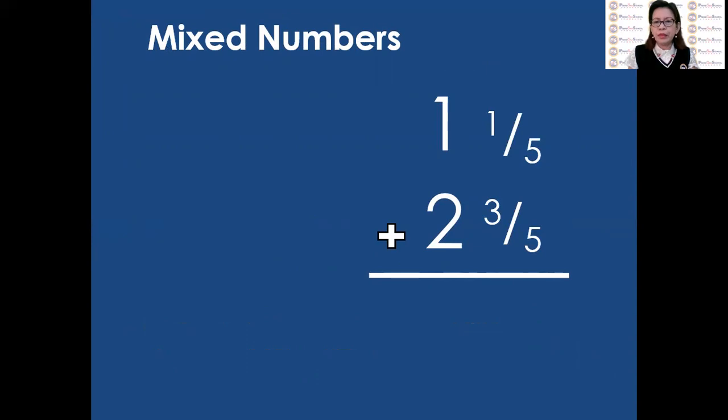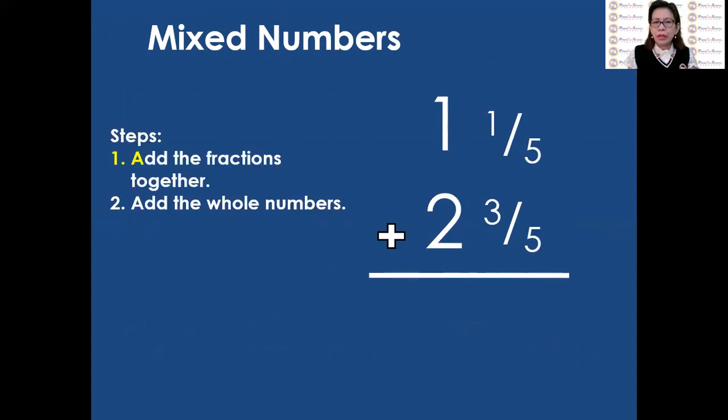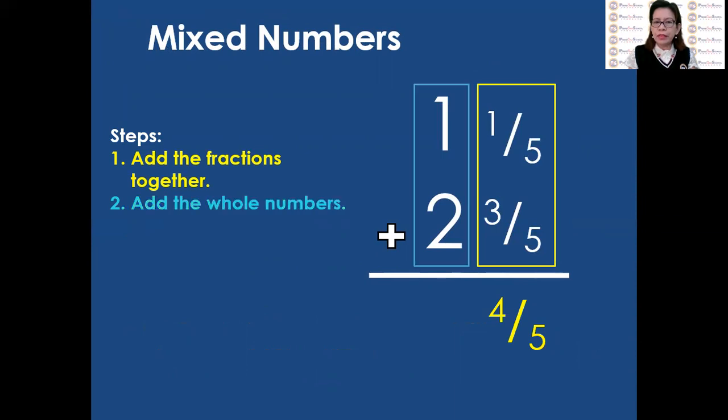Okay, mixed numbers. 1 and 1 out of 5 and 2 and 3 out of 5. So we are going to add the fractions together, and then you're going to add the whole numbers together. So 1 plus 2, 3. And then 1 plus 3, 4. And then we're going to write the common denominator. So our final answer is 3 and 4 out of 5.